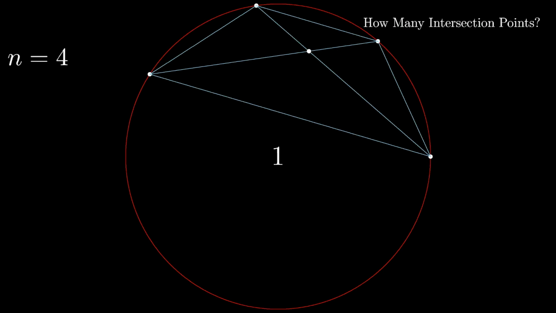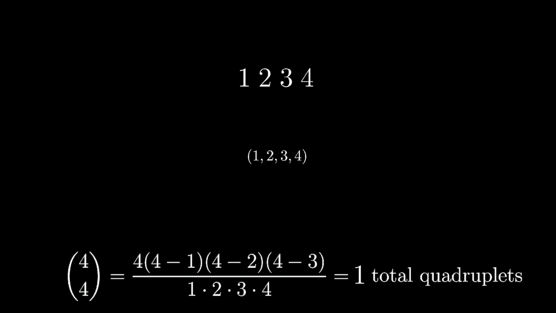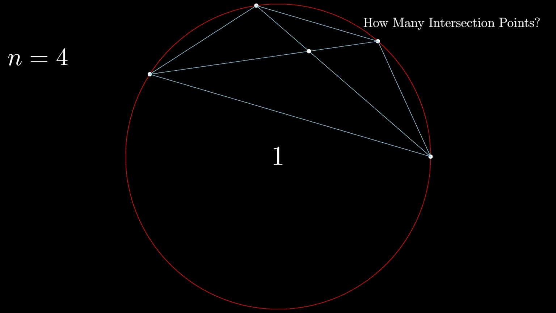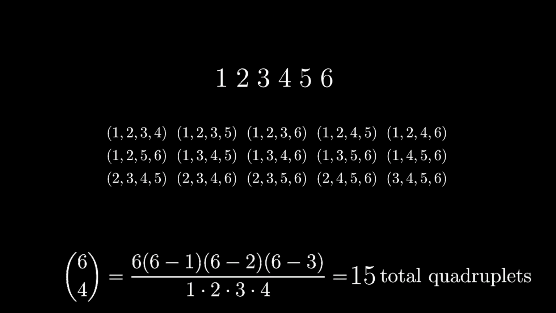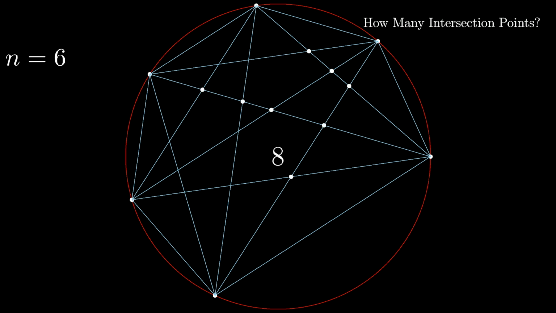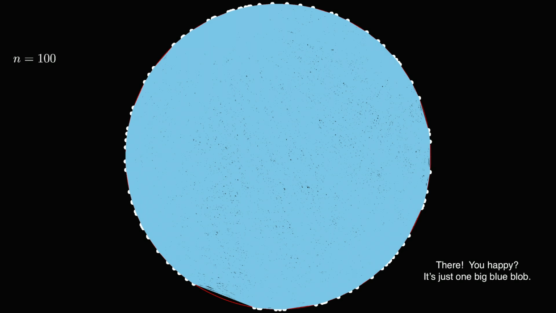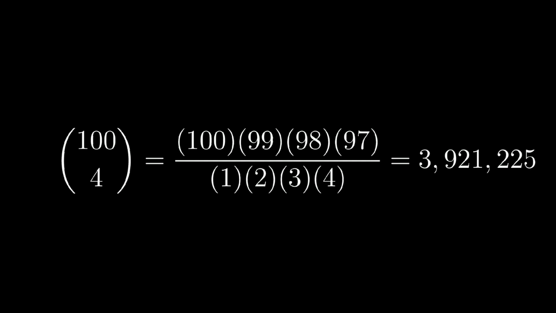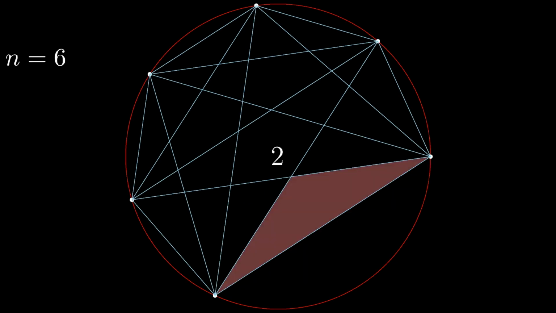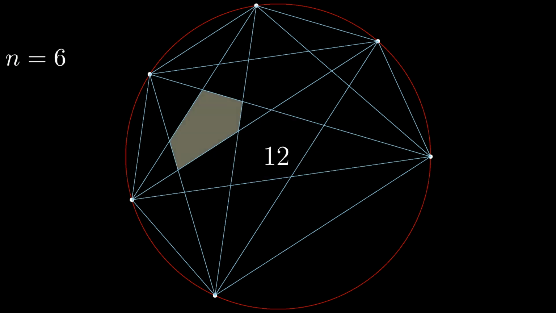For instance, with n equals 4, 4 choose 4 is 1, and indeed, there's just one intersection point. 6 choose 4 is 15, so when n equals 6, there are 15 intersection points. And if n were 100, even though the prospect of counting intersection points is horrifying, we can nevertheless deduce that there will be 3,921,225 of them. Now, how does this help us count sections in the circle, you might ask?